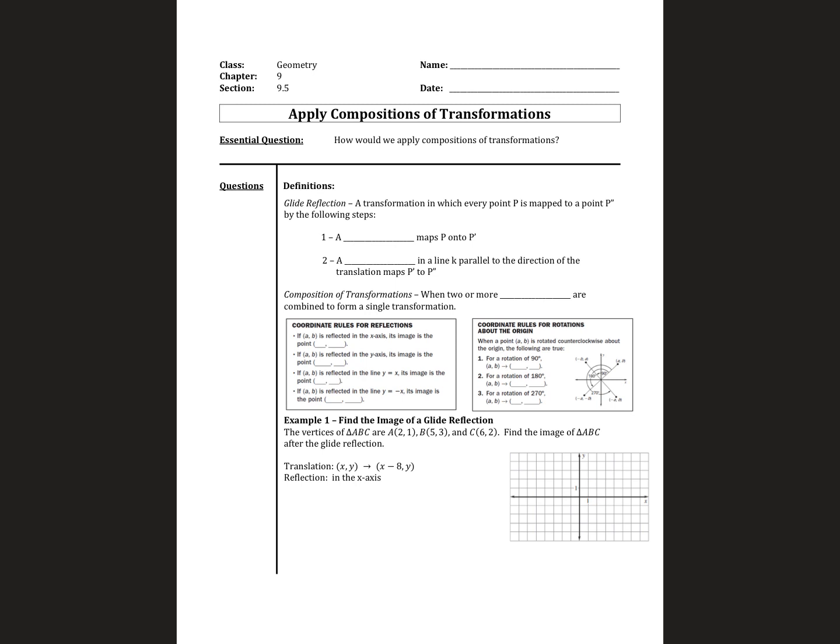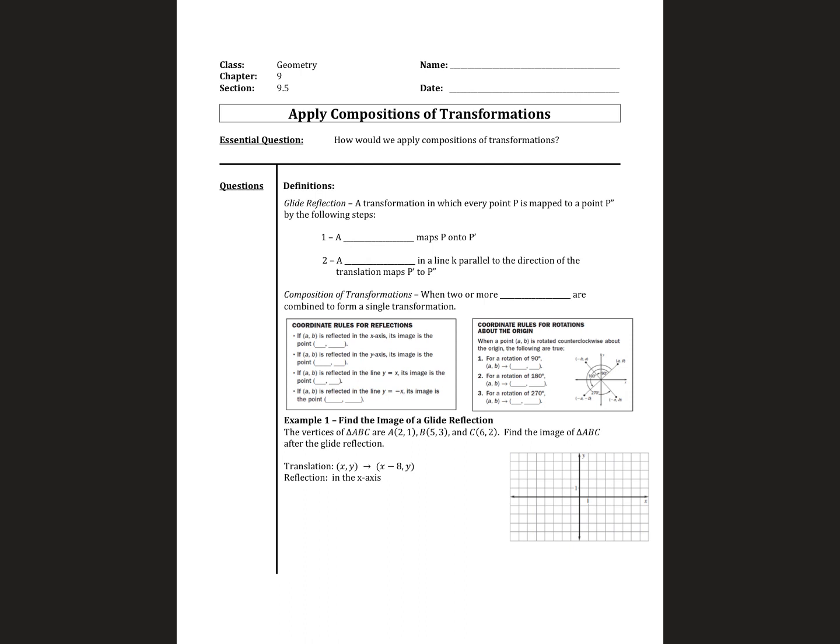This is 9.5, and it's applying compositions of transformations. A composition is basically like multiple transformations in one. And so we've talked about rotations, reflections, and translations, and we're going to be doing multiple transformations in one kind of problem, which is kind of cool. So, no warm-up today, but let's go ahead and get into this.